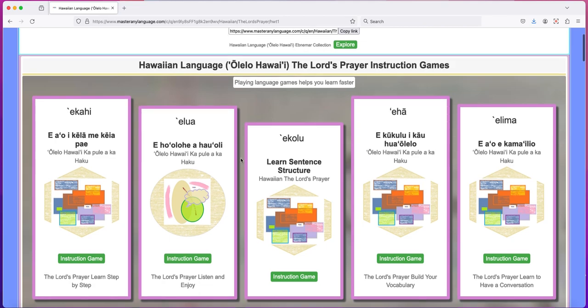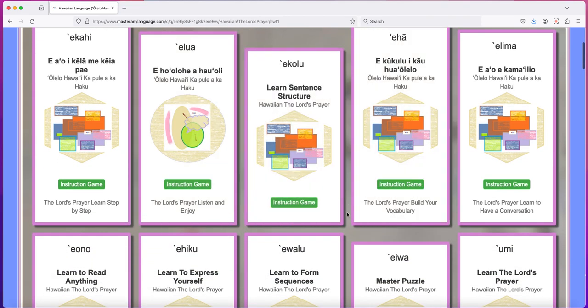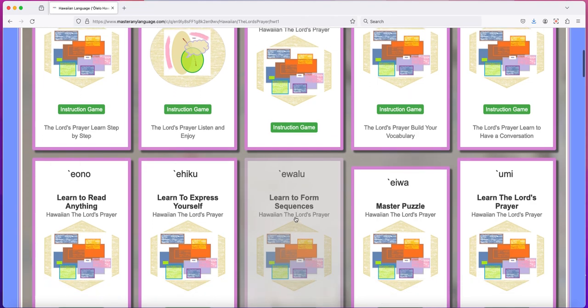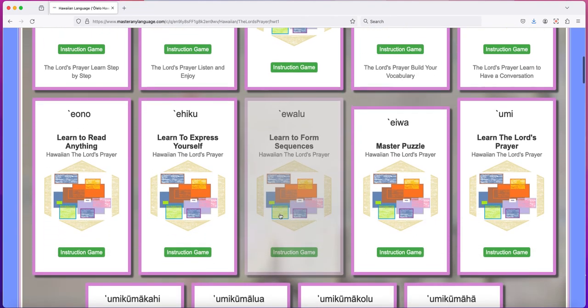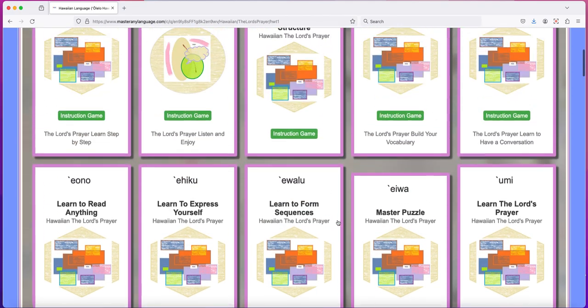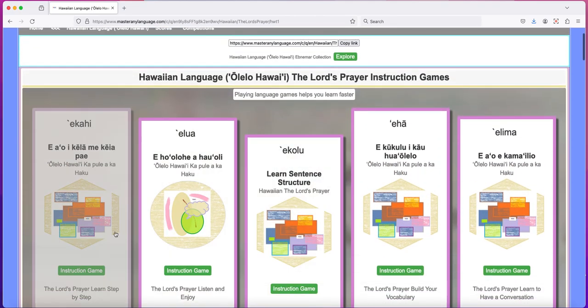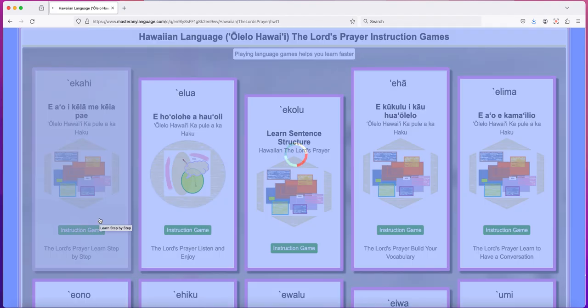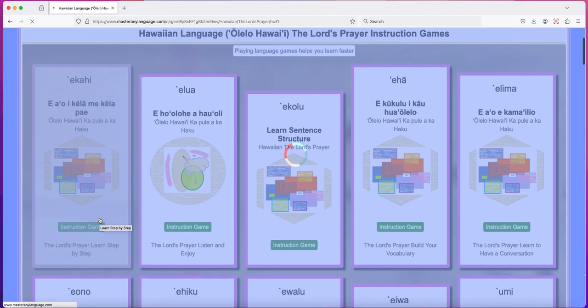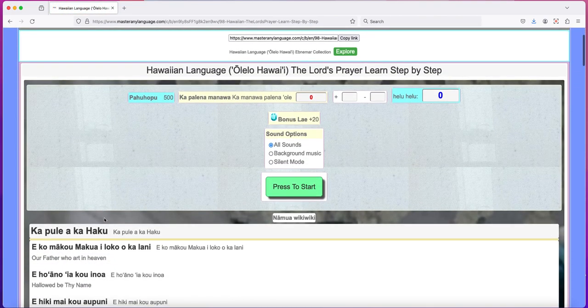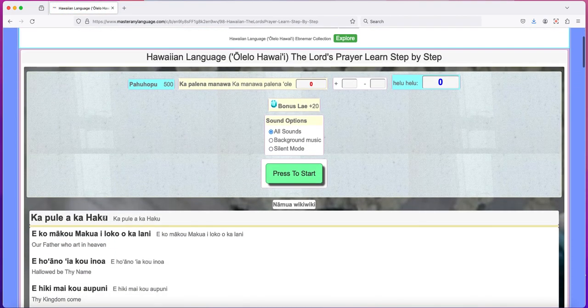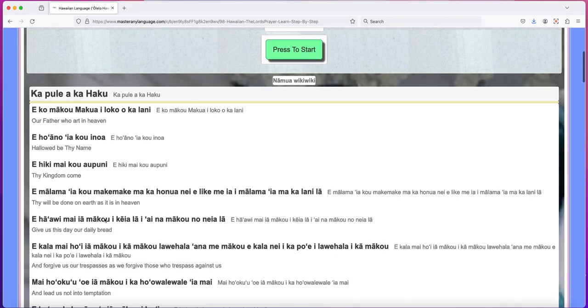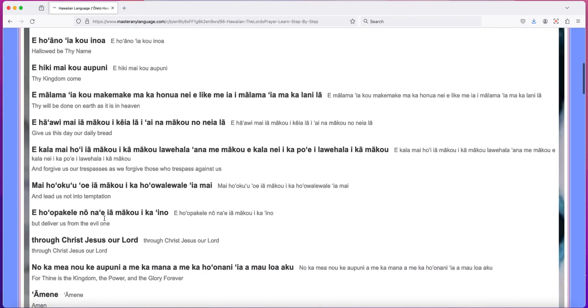And from there we have a variety of different games that we could play to help to practice the Lord's Prayer, or things related to or involving the Lord's Prayer. But we're going to go for the first one here, which is learn step by step. The Lord's Prayer, learn step by step. Okay, so here we have the Lord's Prayer in Hawaiian.